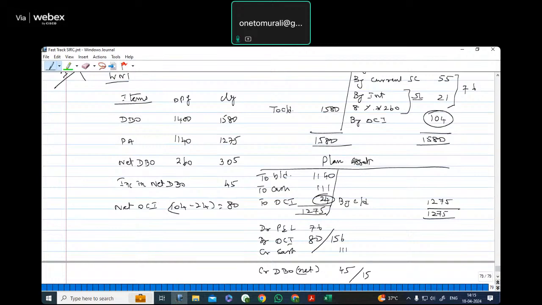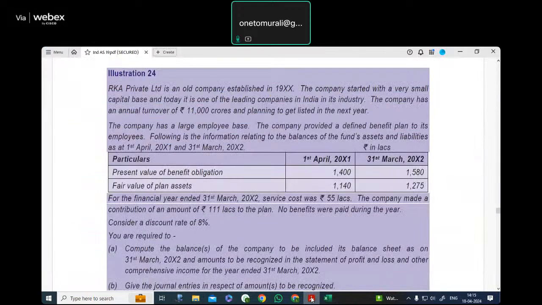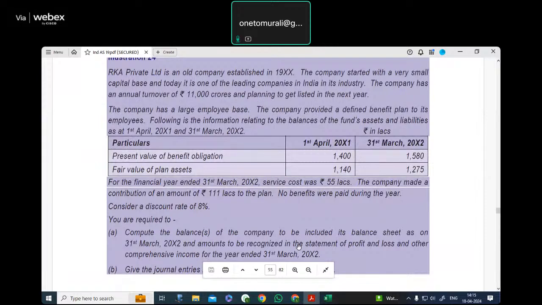This comes to 156. Read the question. Compute the balances of the company to be included in the balance sheet as on 31st of March X2 and the amounts to be recognized in profit and loss and other comprehensive income. Give the journal entries in respect of the amounts to be recognized. So in AS 19 for a fast track we have just completed.